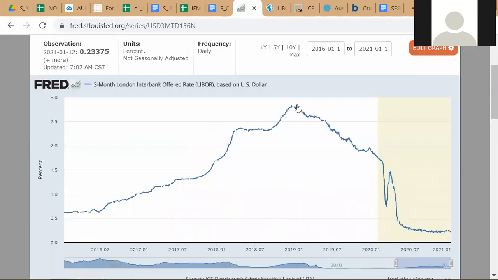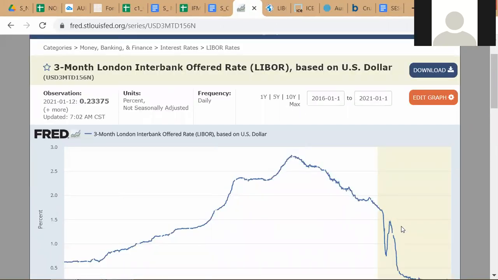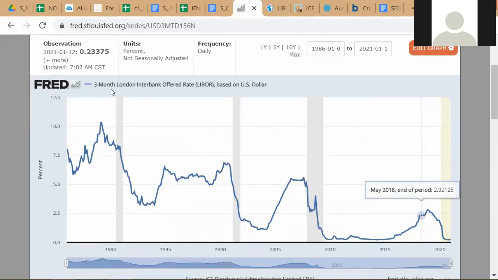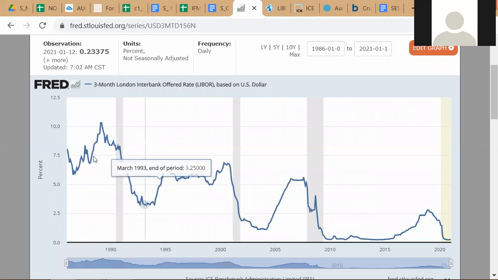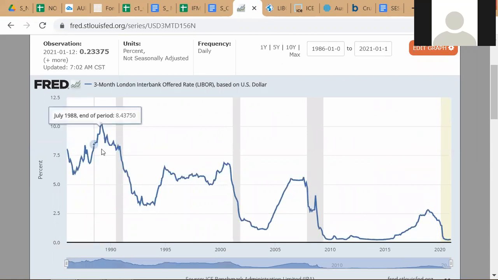Where is the max? Shall we go for max? Yeah, there you see. Now you see this 3-month London interbank offer rate, LIBOR, which shows how LIBOR has moved. In March of 1989, 3-month LIBOR was over 10%. In fact, this chart does not go back far enough. It starts only from 1986. If you get the data from much earlier, from the 1950s, you'll see that in 1980 the rate was even higher.